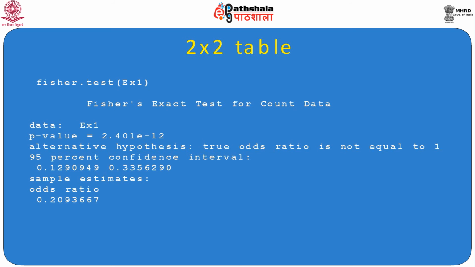And now we are preparing the Fisher.test to check whether there is a group-wise difference or not, and the p-value is coming out highly significant. As the alternative hypothesis is not equal to 2, the confidence interval is 0.1 to 2.33, and the odds ratio estimate is coming 0.20.